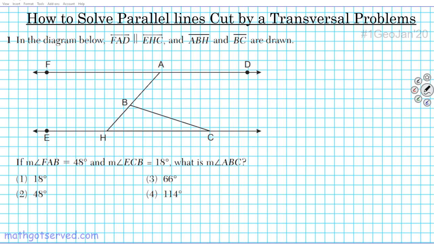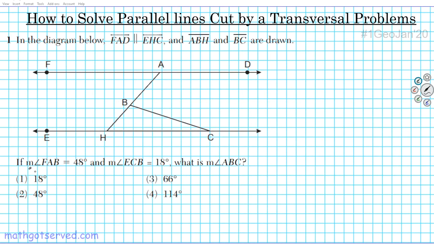Alrighty, in this clip we're going to be looking at how to solve problems involving parallel lines cut by a transversal. Let's take a look at question 1. It reads, in the diagram below, line FAD, that's the line on top, and line EHC are parallel. So line FAD is parallel to line EHC, and segment ABH and BC are drawn.